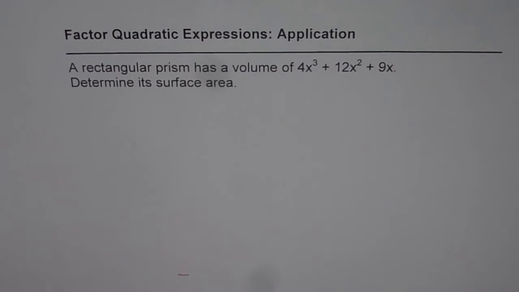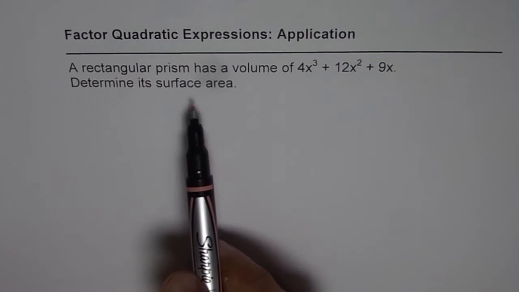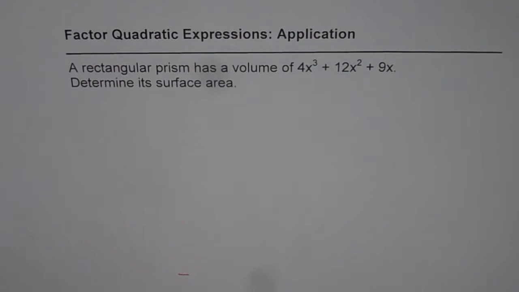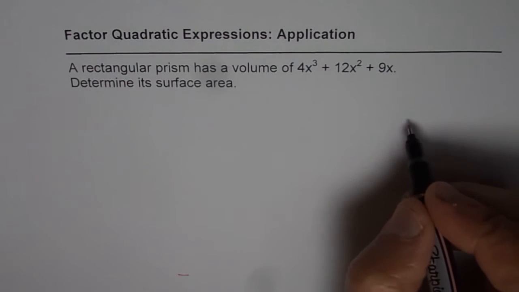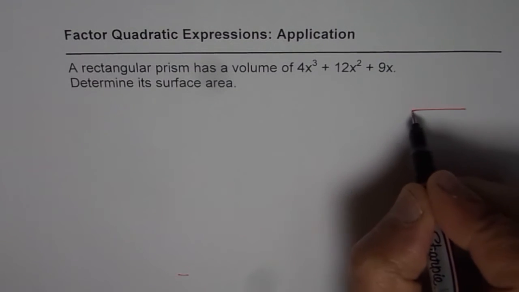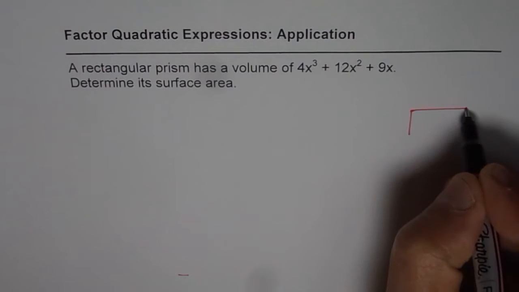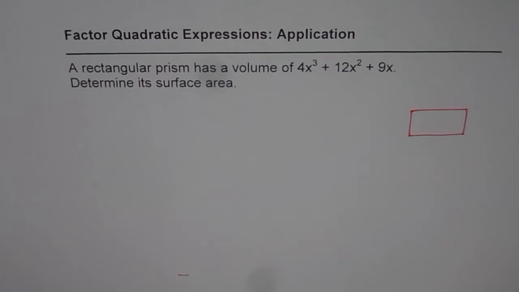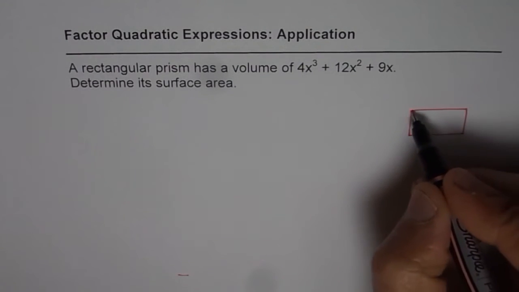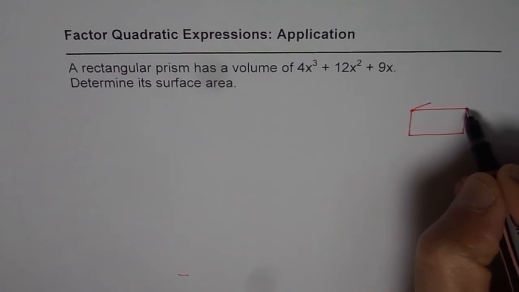The question here is, a rectangular prism has a volume of 4x cubed plus 12x squared plus 9x. Determine its surface area. You can pause the video, answer the question, and then look into my suggestion. Now let's make a rectangular prism first, and then we will try to factor the volume, find the sides of the rectangular prism, and then find the surface area.